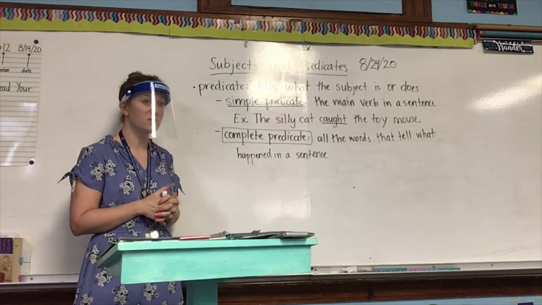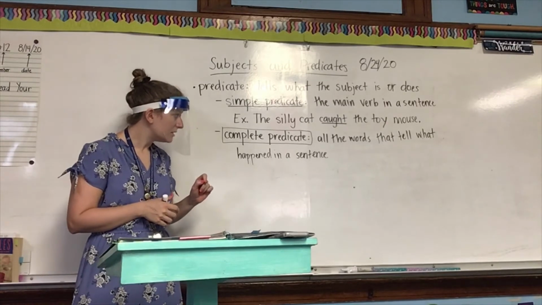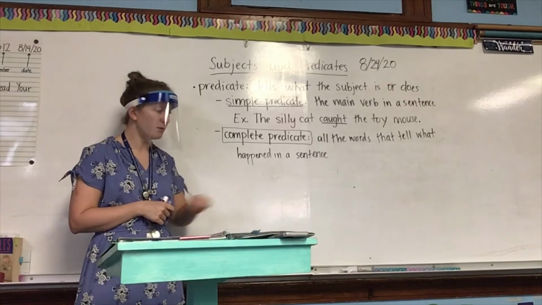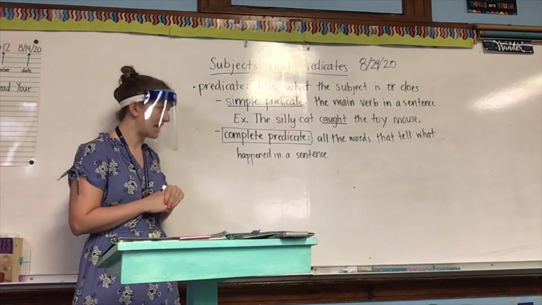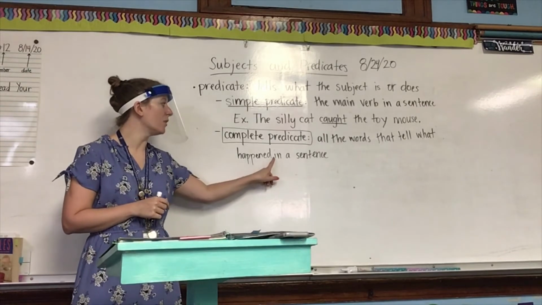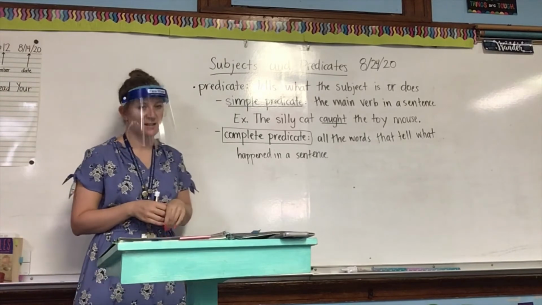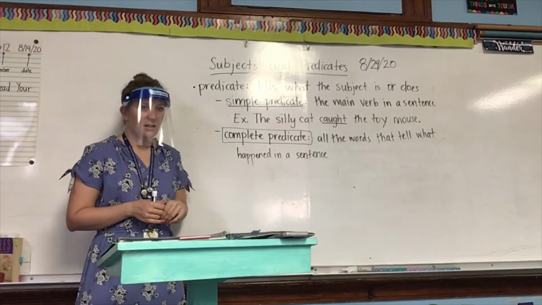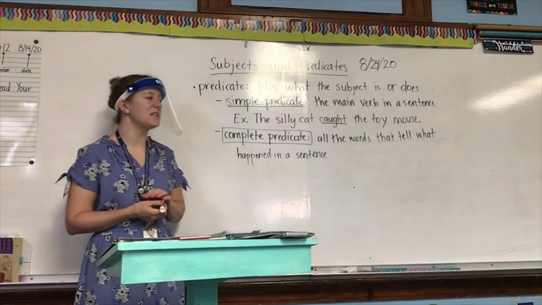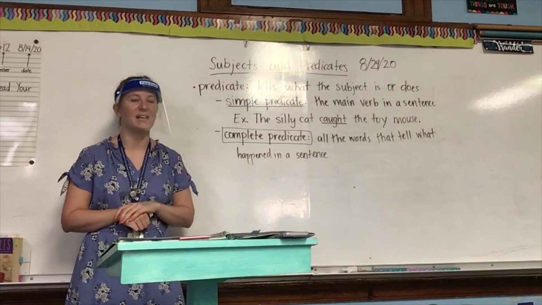Oh, do you have a question? Yeah, is "in" supposed to be with "happened"? Yes. All the words that tell what happened in a sentence. Otherwise, if we don't have that word in, it says "happened a sentence." Well, I saw a big space. I was like, no, it is a separate word. I'm sorry. It is a separate word. "Happened in" is not a word. Okay, so who thinks they know what the complete predicate in The Silly Cat Caught the Toy Mouse is? I'm sorry, the complete predicate, not the complete subject.